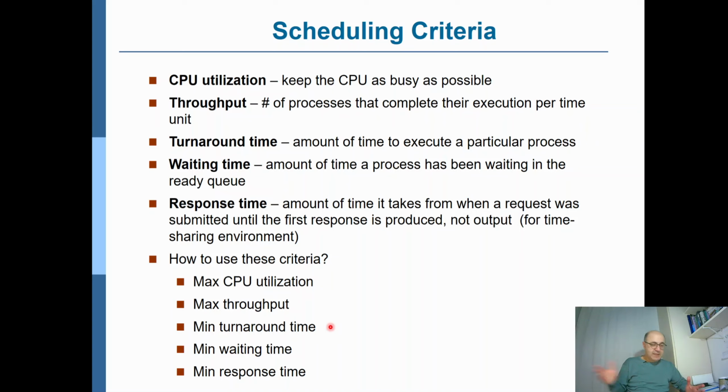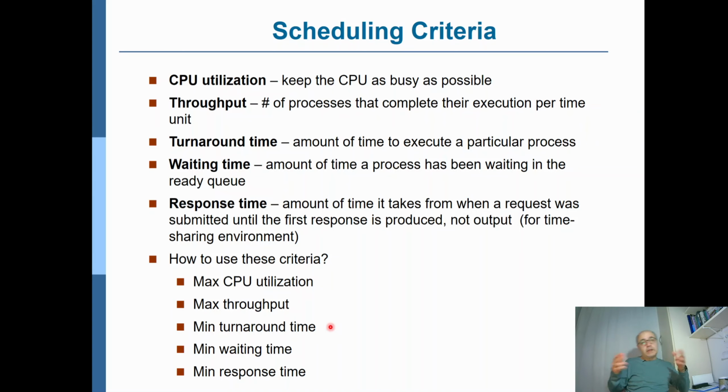Now, that's a trivial example, but this shows one extreme scenario. Perfect turnaround time, minimum waiting time, and minimum response time. Those would be the optimal values, but the CPU utilization and the throughput would be the worst possible cases.